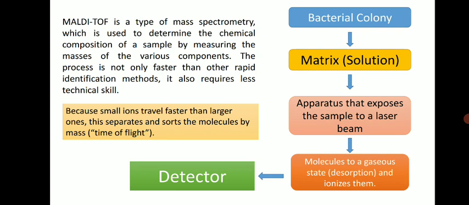Because small ions travel faster than larger ions, the time of flight is different for different ions. So smaller ions will move faster as compared to larger ions, and this time of flight is actually calculated. Basically this technique is based on the fact that protein molecules are converted into gaseous ions, and the time of flight of those gaseous ions is calculated. So by using this data we can identify which type of microbe or which type of bacteria is there.